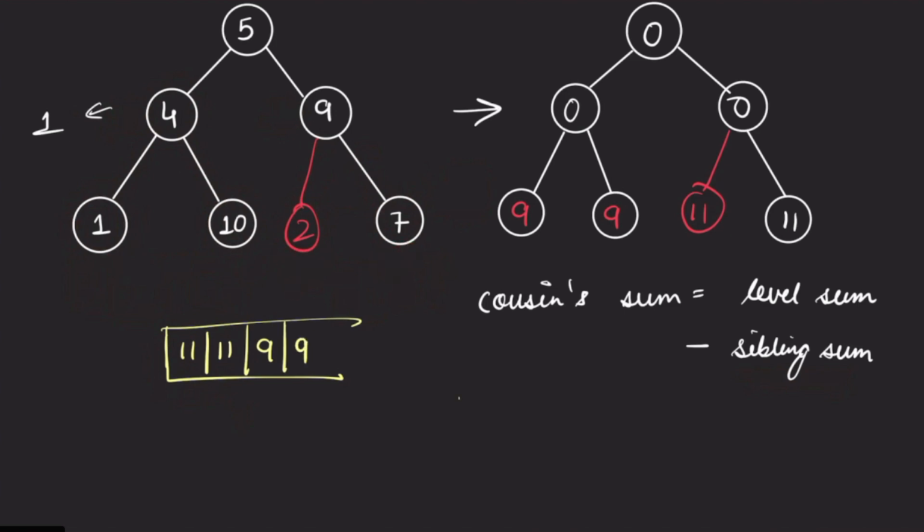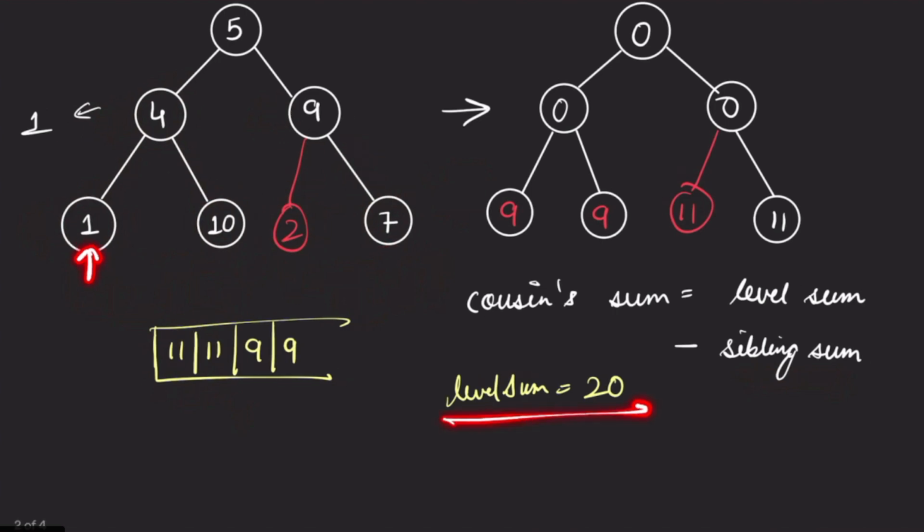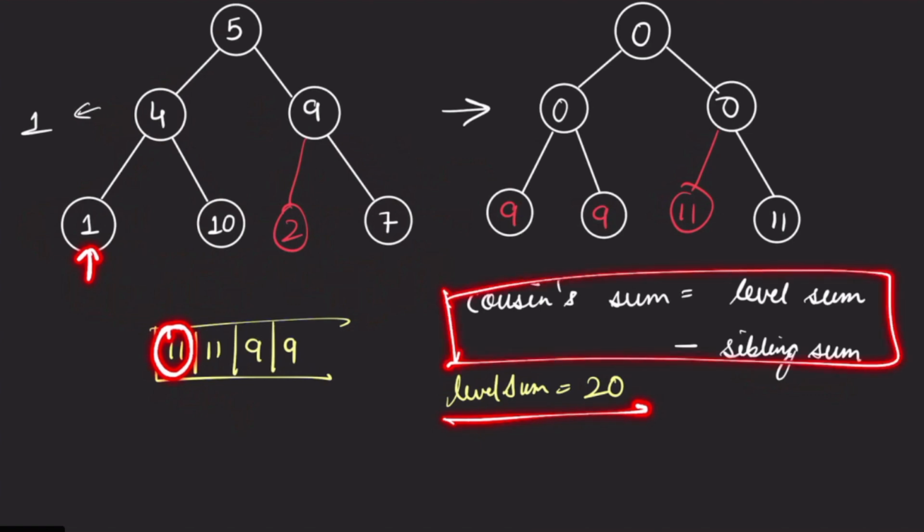And in some other variable, that is level sum, you would be having 20 as the level sum of this particular level, right? So now when you will come at this level and you will come at this particular node, you know that this is the level sum. You know that whatever is the value of this node is its sibling sum. So you can apply this formula, you can get the cousin's sum, and then you can update this particular node with the cousin's sum, right?